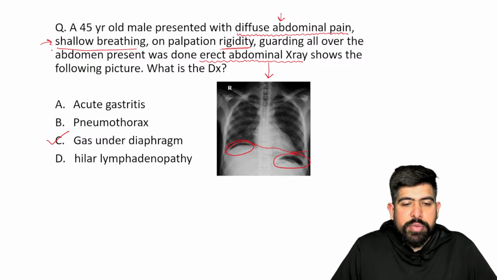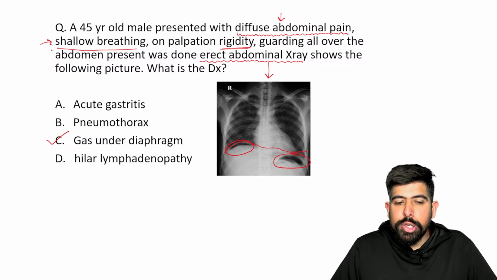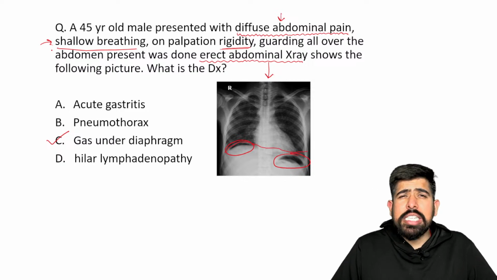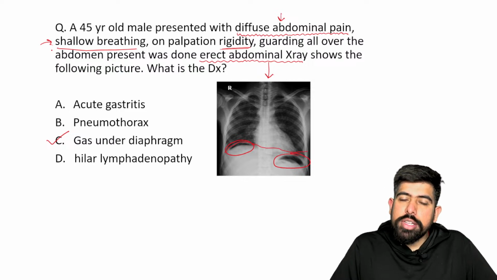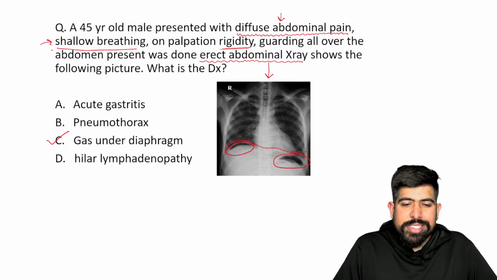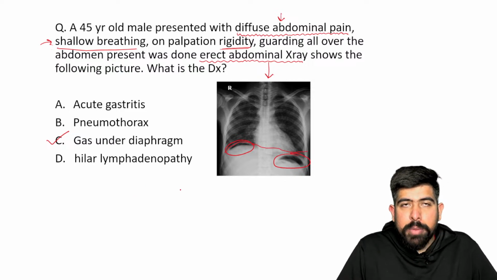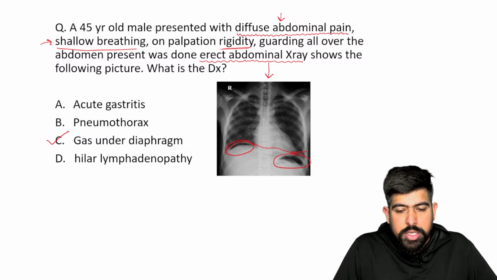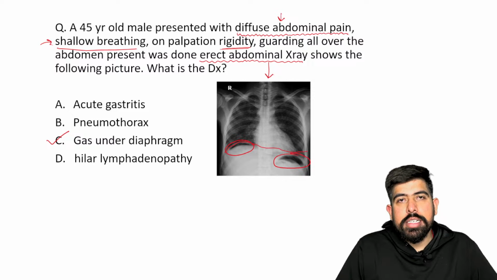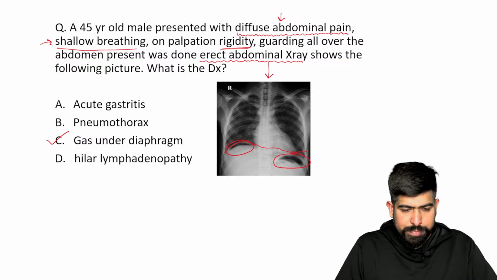So don't be confused that it is pneumothorax or anything else. I will also show you the pneumothorax X-ray in this session. Just be clear that this is not pneumothorax. This is a disease related to the abdomen, and in the abdominal area, as we checked, what we saw was gas under the diaphragm. Gas under the diaphragm, right?